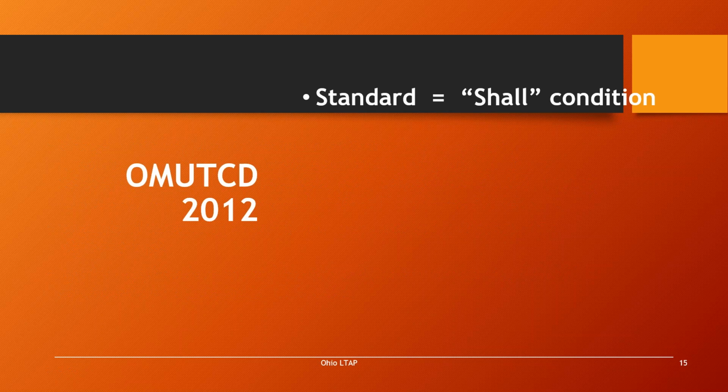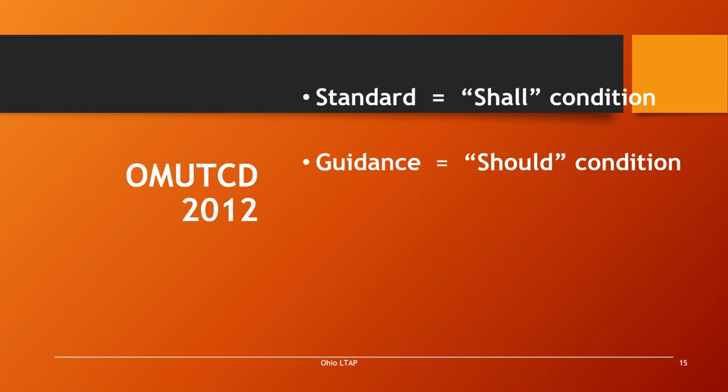So when we look at these typical applications, you'll see that there are standards. We call that the shall condition. You must have the signs and things set up to meet the standards. And then there's the guidance. We call that the should condition. So you should include the guidance unless you have a really good reason not to. And then we get into the options, which serve to make your work zone as safe as possible. And so I call the standard, guidance, and options, I call them safe, safer, and safest.